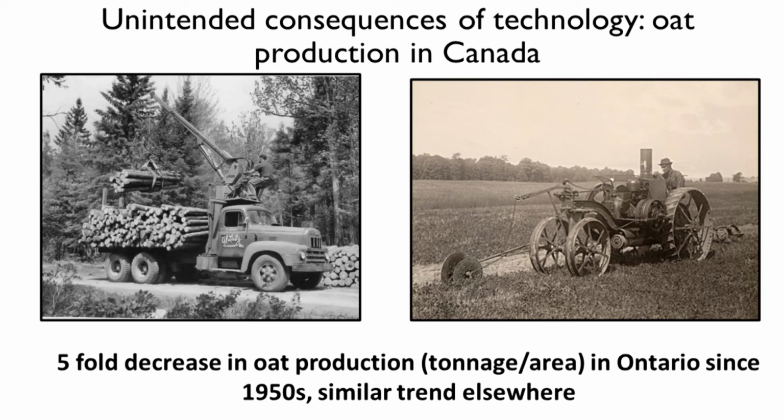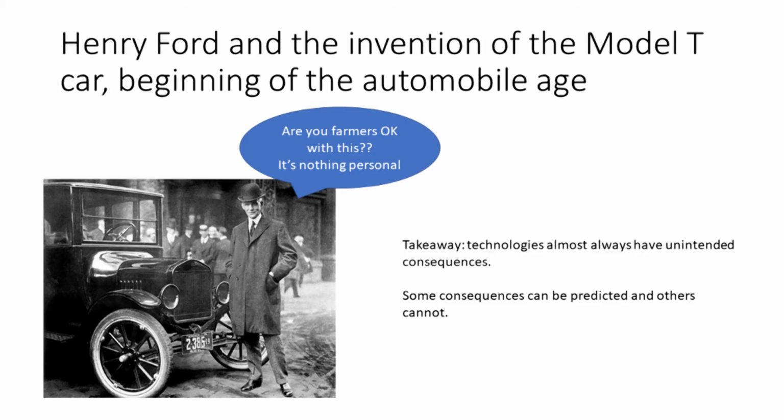That is a story mirrored across the planet. Oat production fell off a cliff starting in the 1950s due to the mechanization. So let's use Henry Ford as a stand-in or figurehead for this broader change in mechanization, tractors, trucks, cars.